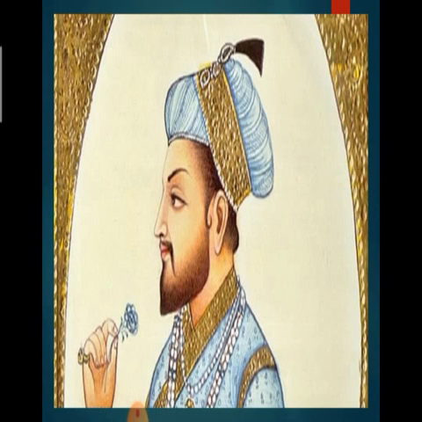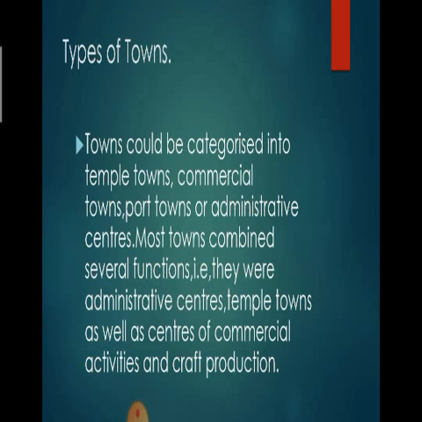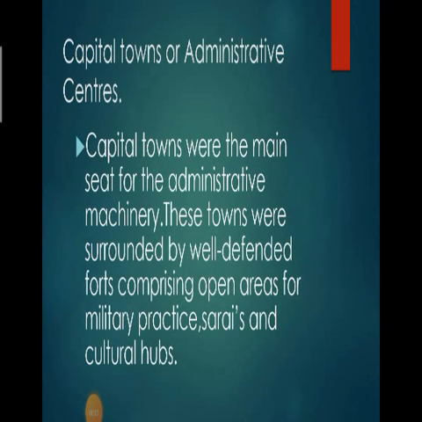Next topic in our chapter is types of towns. Towns could be categorized into temple towns, commercial towns, port towns or administrative centers. Most towns combined several functions, that is, they were administrative centers, temple towns as well as centers of commercial activity and craft production. First, we will study capital towns or the administrative centers.